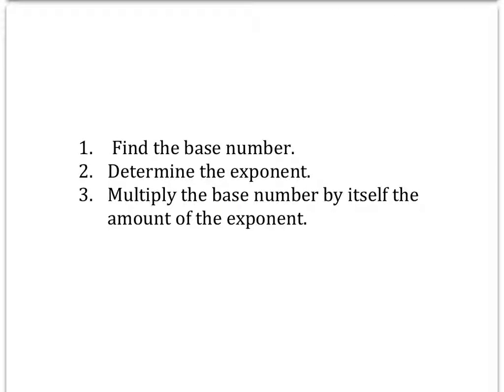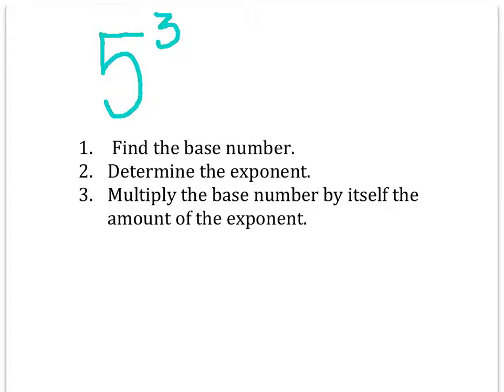You can follow these rules in order to determine the end product. So you first find the base number, determine the exponent, and then multiply the base number by itself, the amount of the exponent. An example would be 5 to the third power. I know that my base number is going to be 5, my exponent is going to be 3, and then I need to multiply the base number by itself, the amount of exponents.